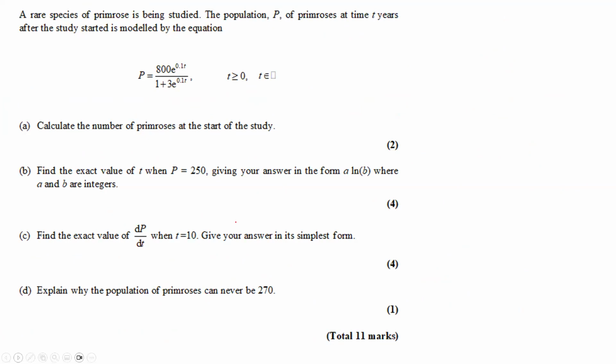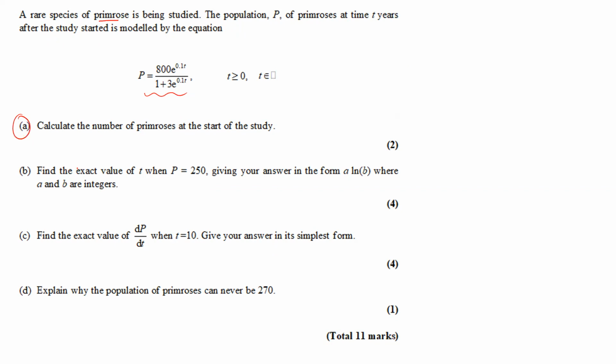Right, this is the last one on the differentiation one, and then we'll have a look at some integration. So this is more a modelling question. Are we all okay to have a look at this one? So we've got a rare species of primroses being studied. The population of primroses t years after the study started is given by this equation.